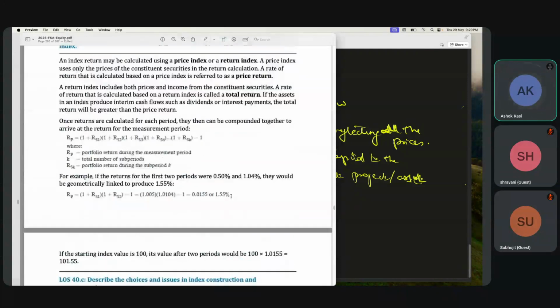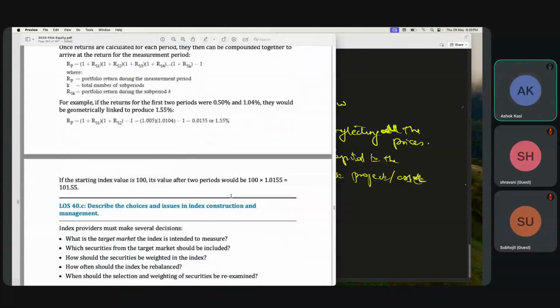Shortly I'll explain this, but you will still learn only when you get questions from the curriculum. See, what it means is here: RP is equal to (1 plus RS1) times (1 plus RS2) times (1 plus RS3).